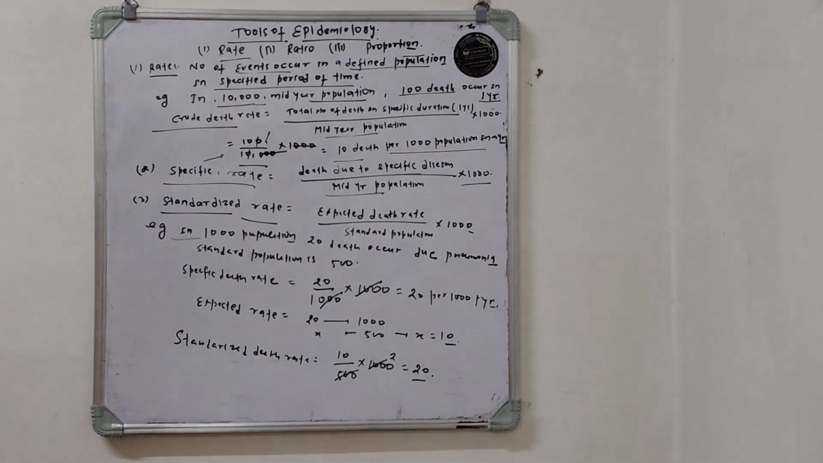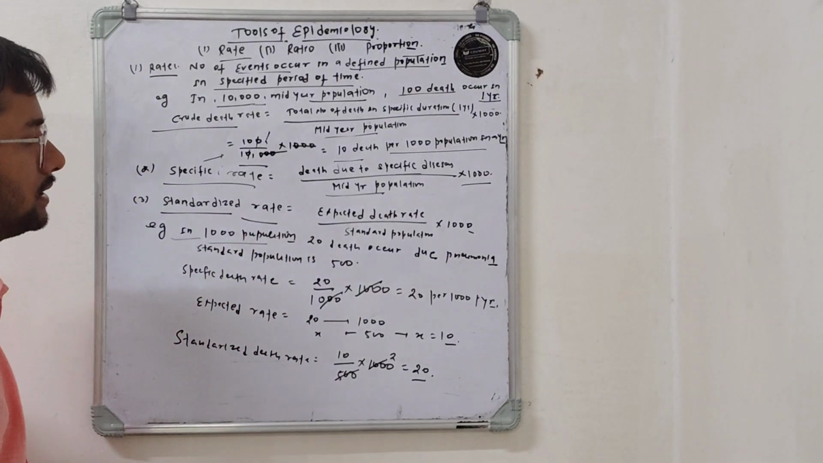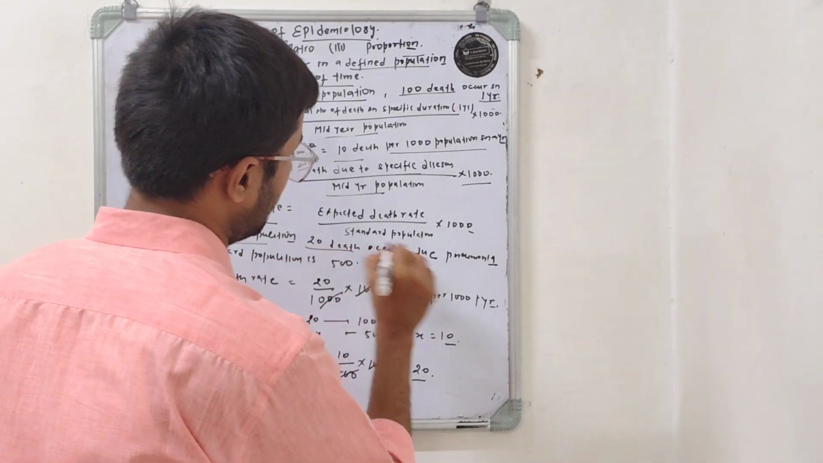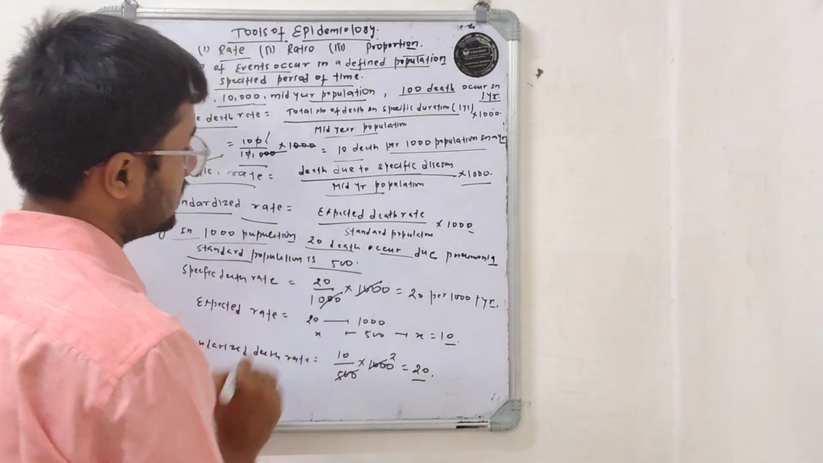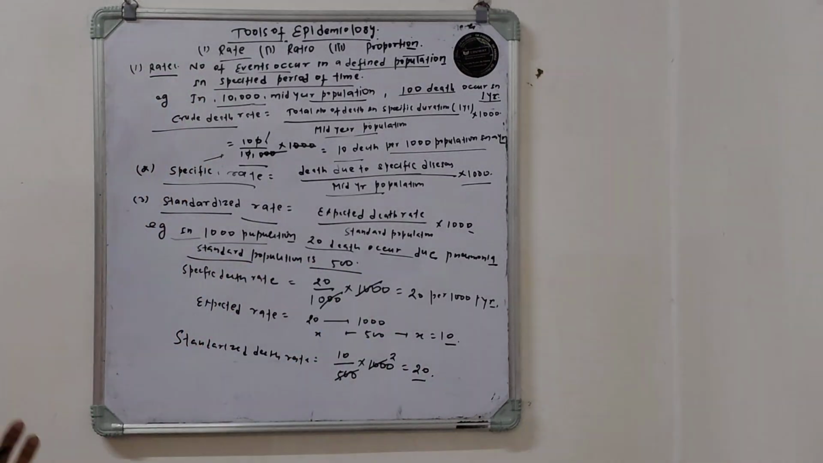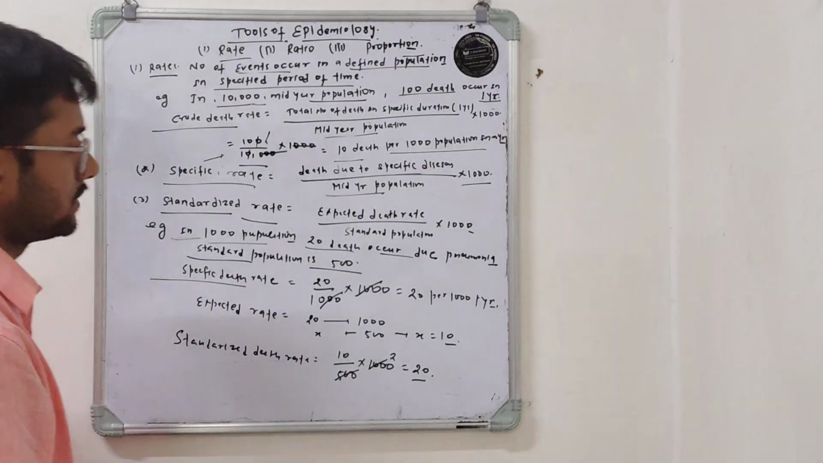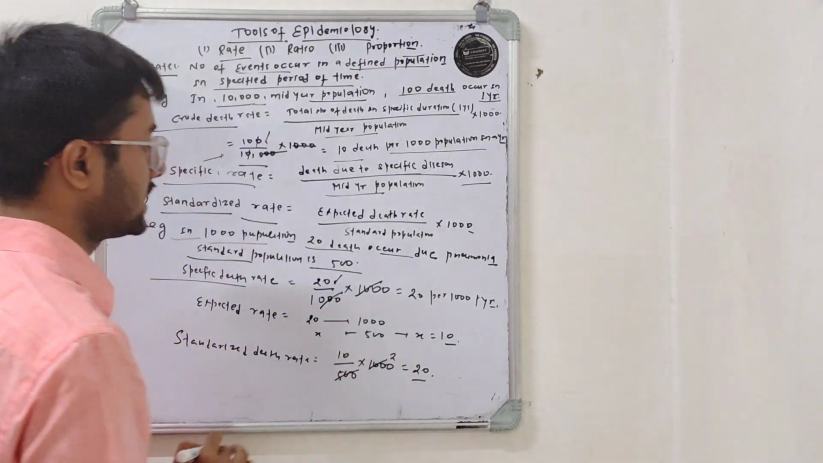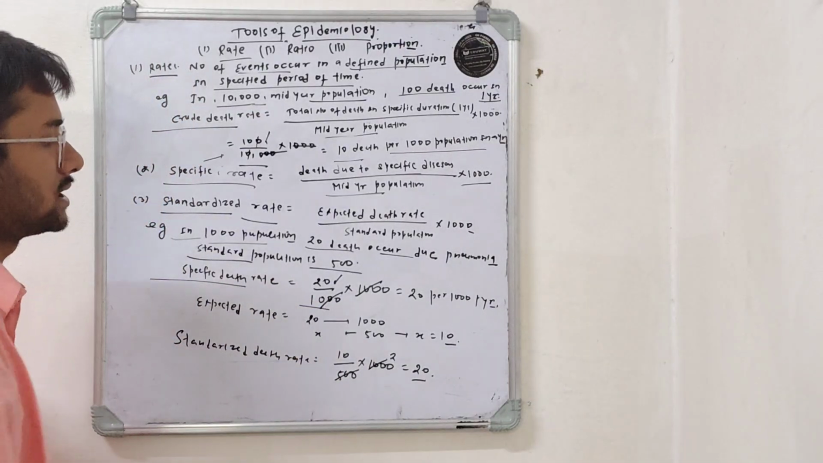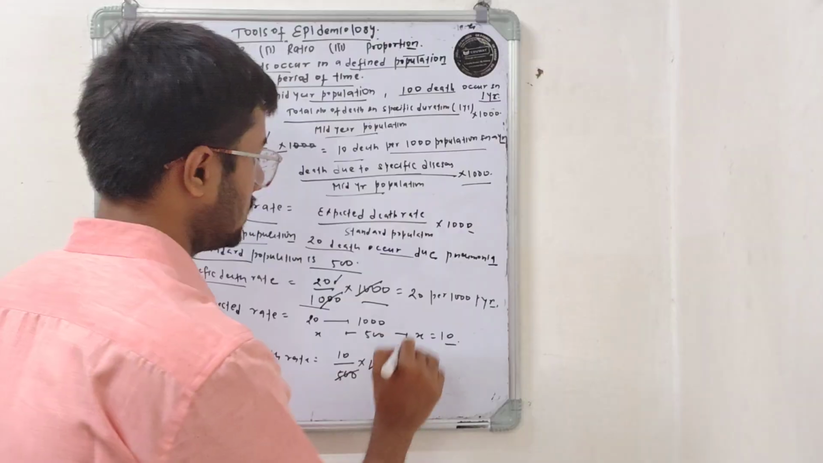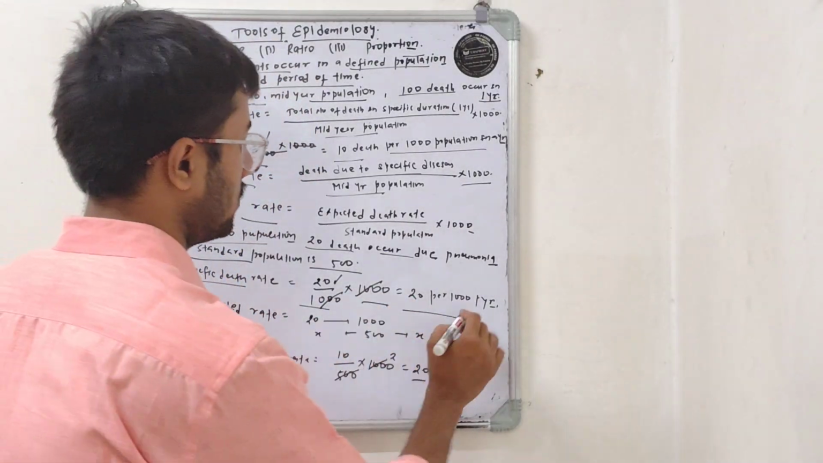Let's suppose we take an example. In a 1000 population, 20 deaths occur due to pneumonia, and the standard population is 500. This is the given data. First we calculate the specific death rate. For the specific death rate, in the numerator we write the number of deaths, divided by the mid-year population, multiplied by 1000. So the specific death rate comes to 20 per 1000 per year.